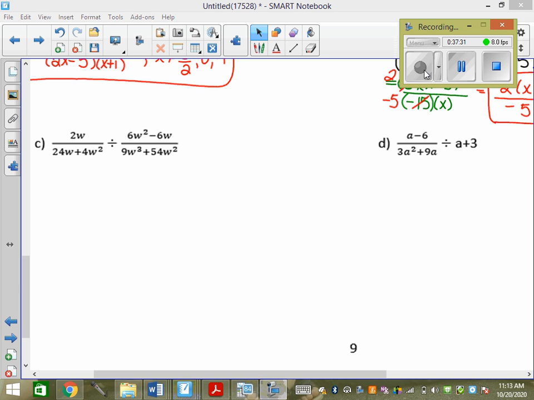Sorry, this one here, this A plus 3, if it's not over something, what's it over? 1. Anything can be written over a 1, right?